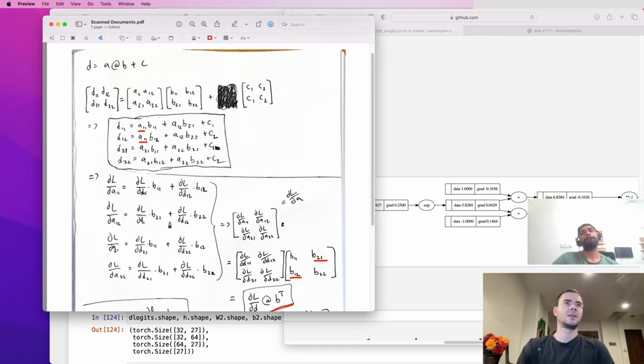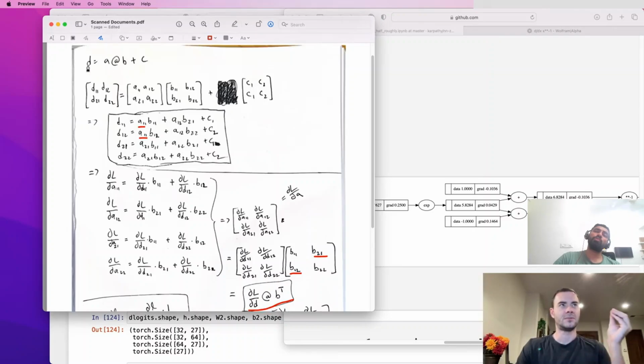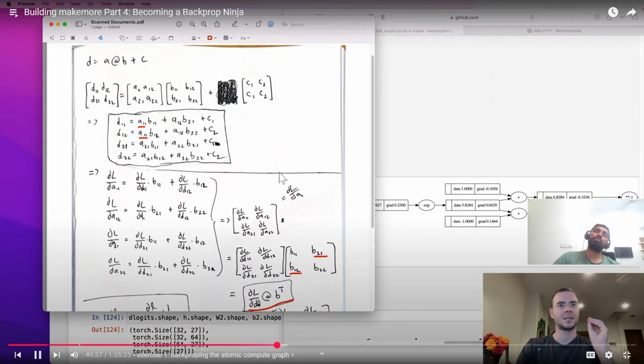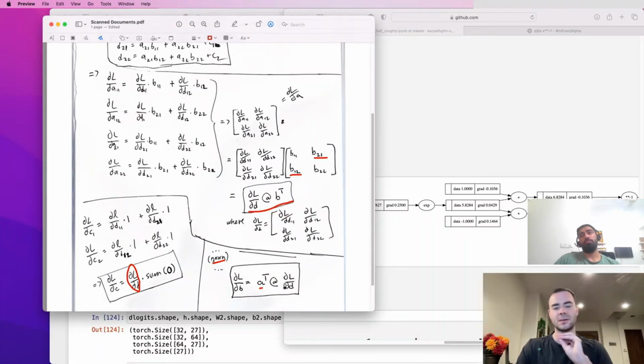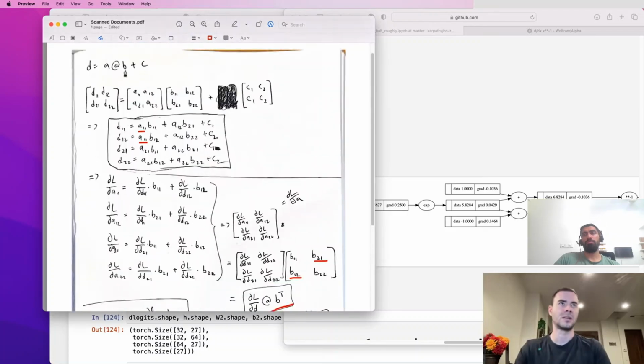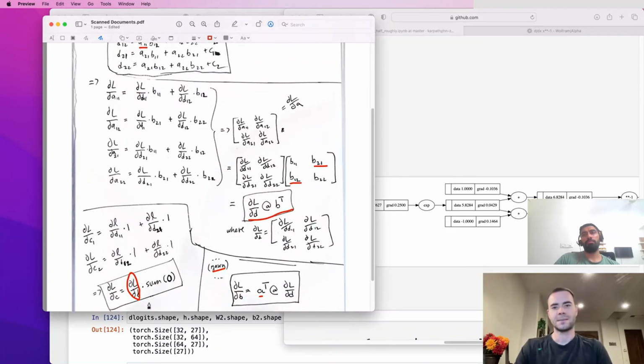So, long story short, the backward pass of a matrix multiply is a matrix multiply. Just like we had D equals A times B plus C in the scalar case, we arrive at something very similar, but now with a matrix multiplication instead of a scalar multiplication. The derivative of D with respect to A is dL by dD matrix multiply B transpose, and here it's A transpose multiply dL by dD. In both cases, it's a matrix multiplication with the derivative and the other term in the multiplication. And for C, it is a sum.